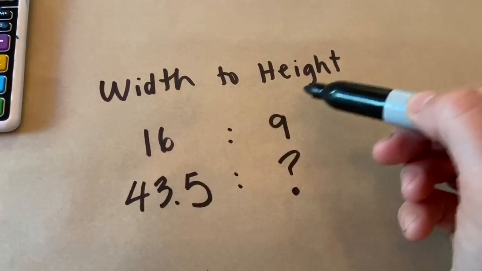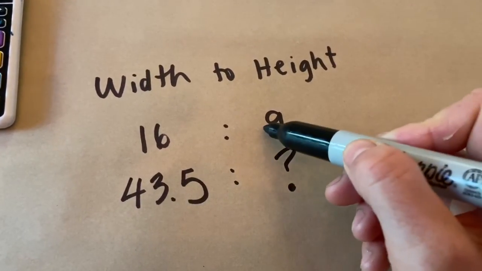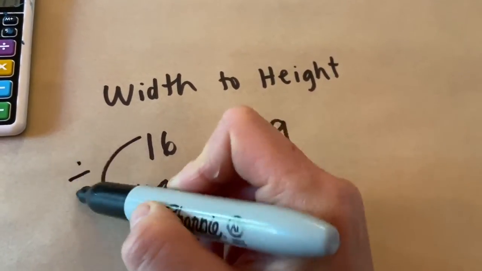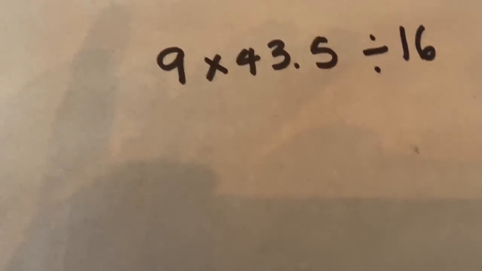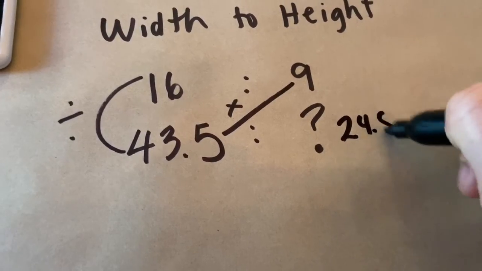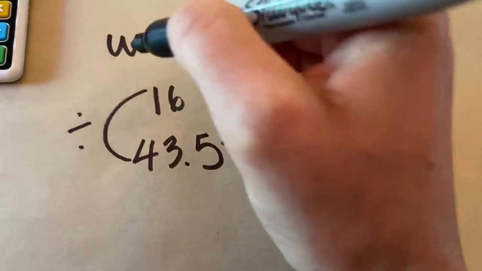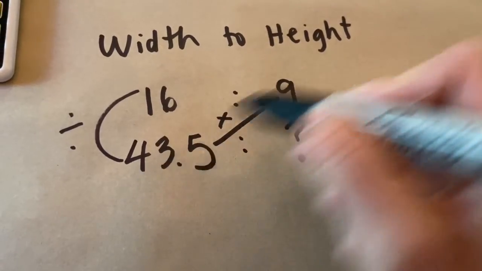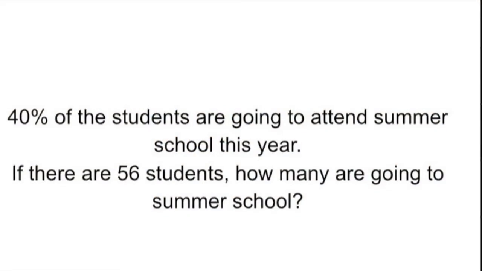So in this case, you'd have 9 times 43.5 divided by 16. And that would be the same thing we just did, and we get the same answer being 24.5. So I just wanted to show you don't always multiply like this. If your two numbers are like this on the diagonal, you need to multiply that way. This is our last question we're going to do together today in this video.